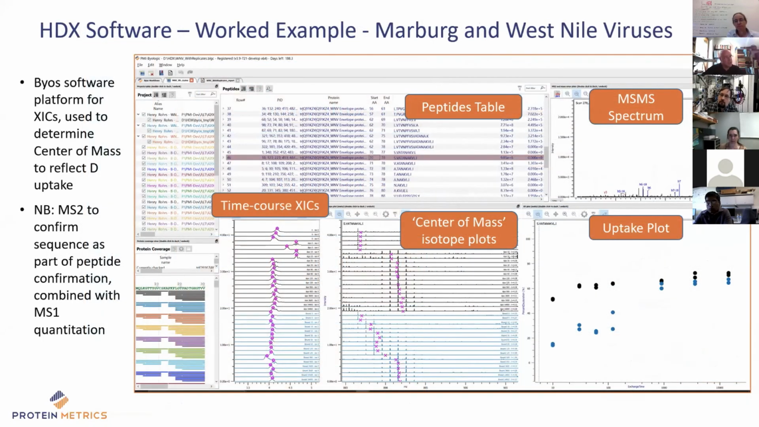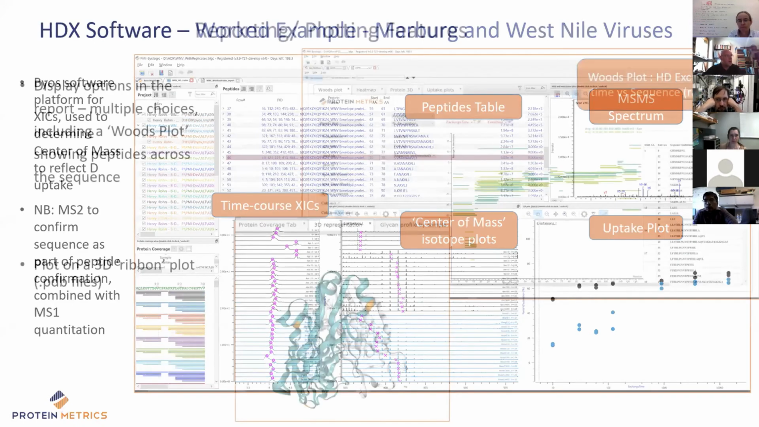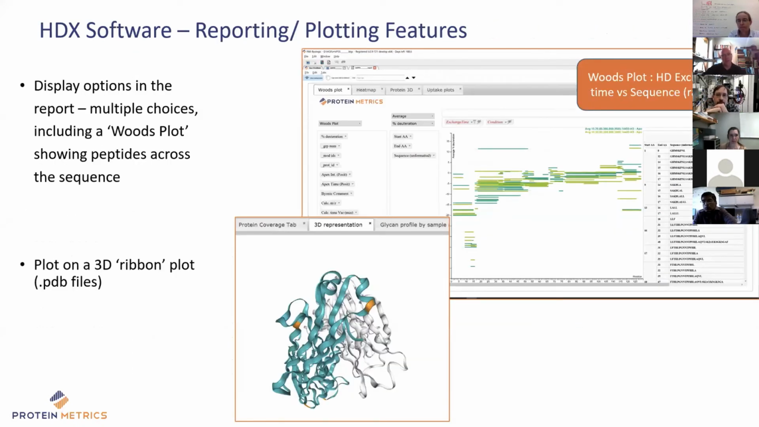What we've developed in HDX software is really an extension of some of the other platforms we've got. So it gives people access to the data itself as well as some of the results, so uptake plots and things like that. But also more critically, I think for interpretation, we've got reporting structures where you can do things like the Woods plots, and Corey had mentioned earlier being able to look at some of the crystallography data and NMR data. Well, you can actually bring in a PDB, a ribbon plot, into our reports and map your changes onto that.